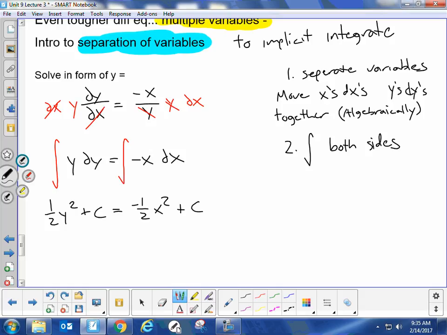Okay? We have a general solution right now. We have an equation whose derivative is negative x over y. Okay, but we can do a little bit more. We can simplify it. We can make it a little nicer. So what's one thing we can do that can make this look a little nicer?